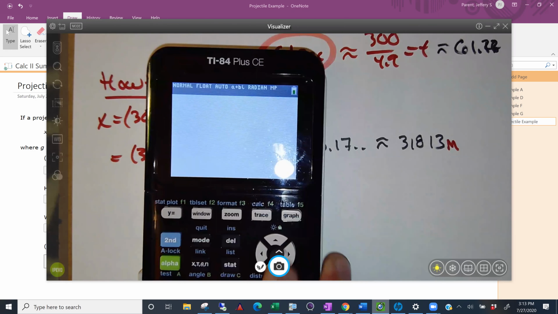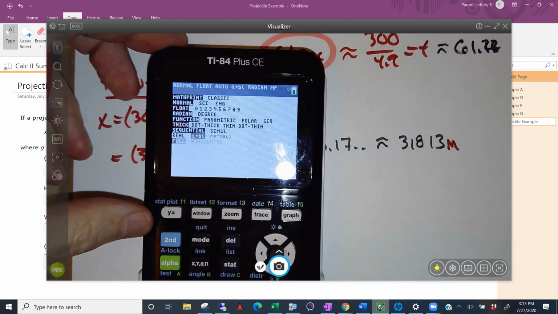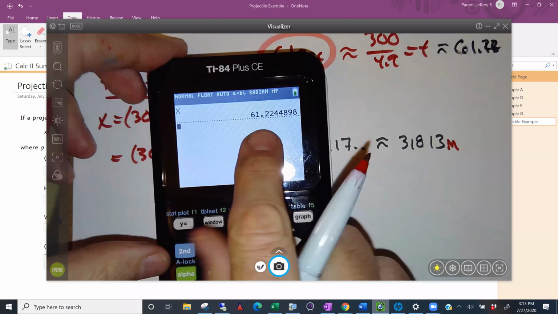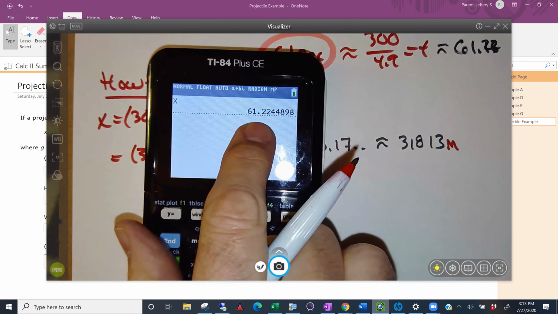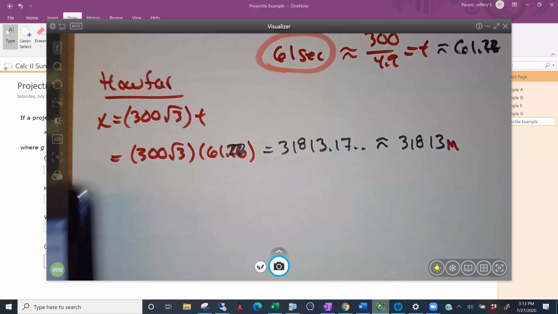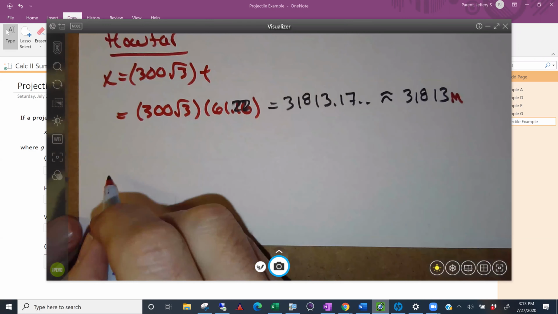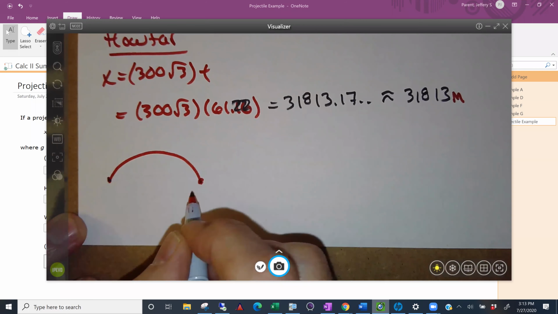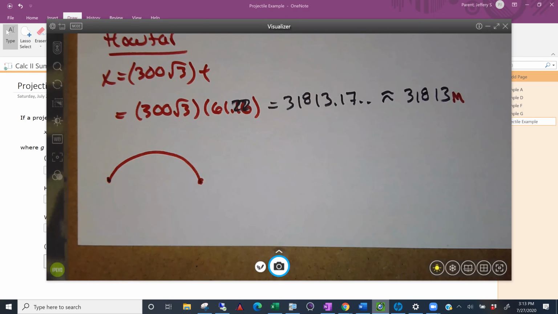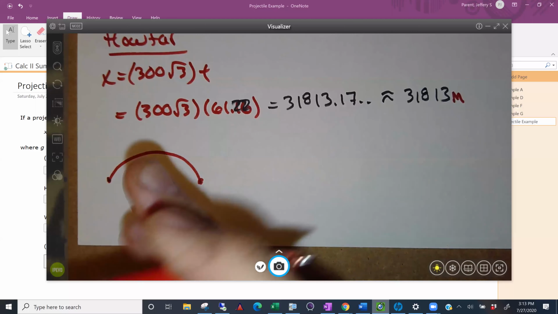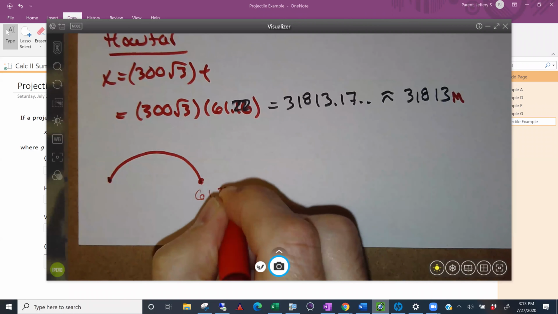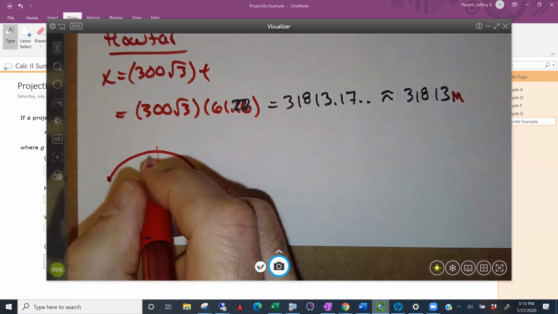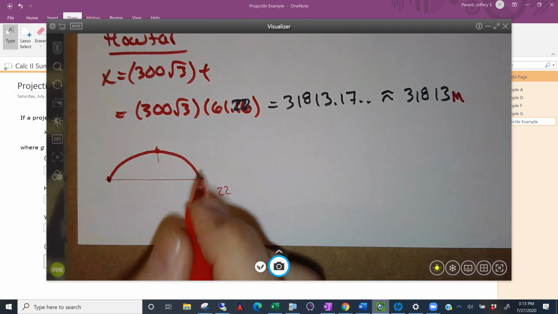All right, so let's see, I think I stored that value in X. That's how long it takes to do the entire flight, right? So roughly speaking, here's what your flight's going to look like. It was 61.22 seconds later. The maximum height is going to be reached at the midpoint here.